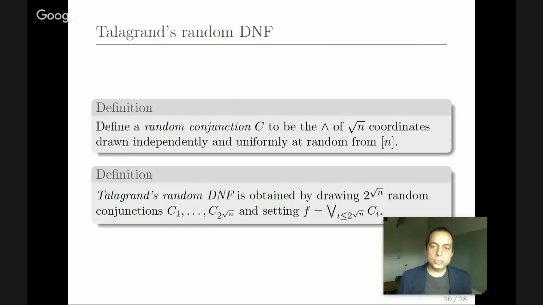So each conjunction on a random input is going to be satisfied with probability roughly 1 over 2 to the square root n. So this means that by choosing this number of conjunctions, I end up with a roughly balanced function. This is kind of why these parameters were chosen. But it also happens that by choosing these parameters, we get this really nice high noise sensitivity that we were hoping for.